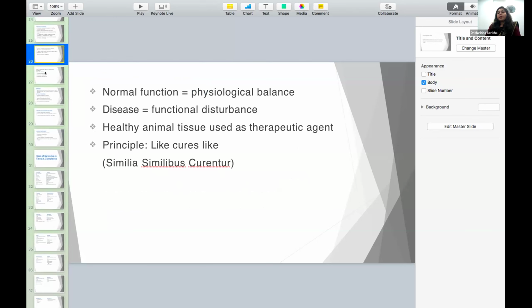So it is used basically in functional disorders, hormonal imbalance, and endocrinal dysfunctions.